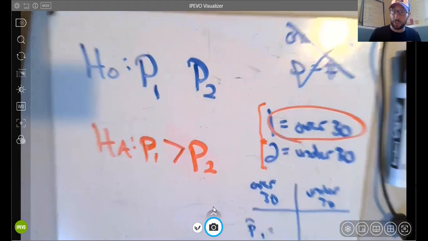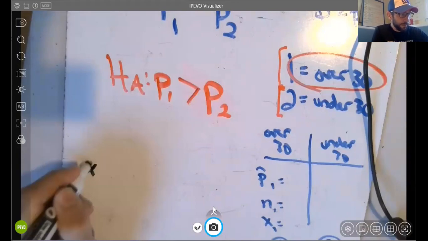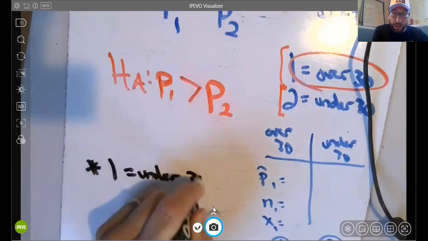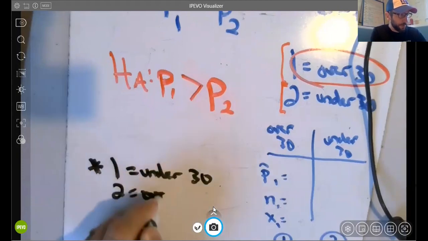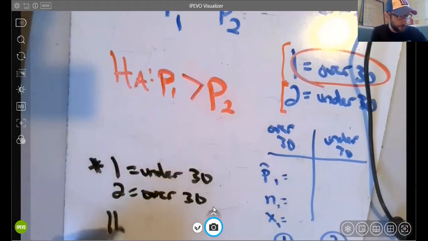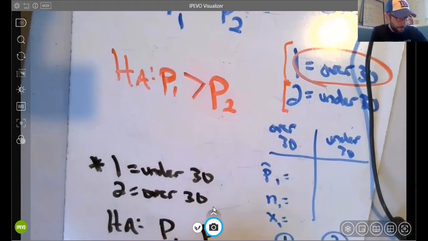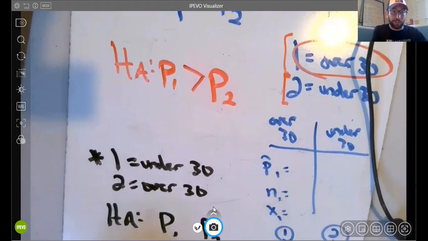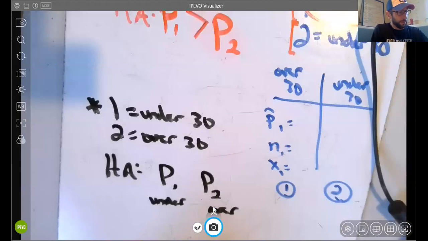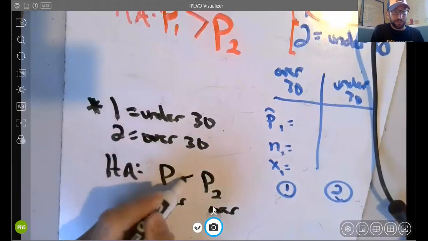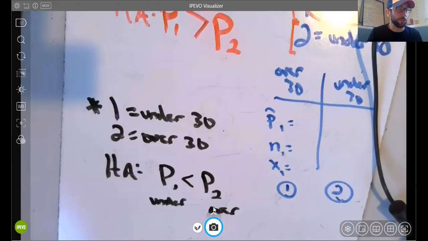Now note here that if I switched the order, which is fine, there's no right answer as to which is group 1 and which is group 2, but notice that my alternative hypothesis is going to be affected. Because now we're going to want the under 30 group to be less than the over 30 group. So the 1 and 2 stuff is important. We've got to pay attention to those details.